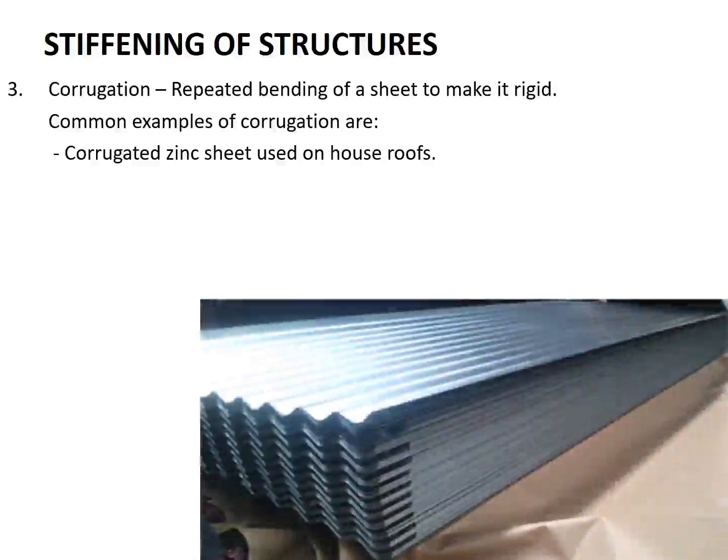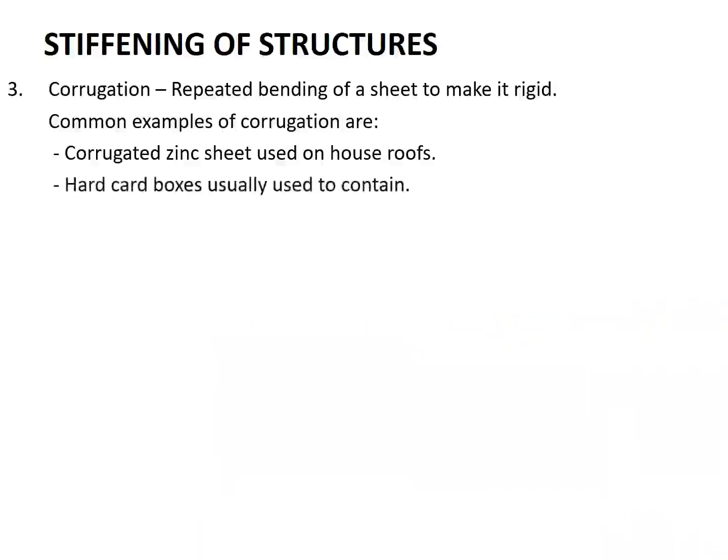There it is. It looks like this. It's not made like this in order to decorate it or just to allow water to drip down. No. Repeated bending of it makes it stronger than when it is just a flat sheet. Corrugation is also used in hard cardboard boxes. In order to stiffen the cardboard or to make it hard, you repeatedly fold it, or you repeatedly bend it, in actual fact, and it becomes harder than when it's just a plain sheet.